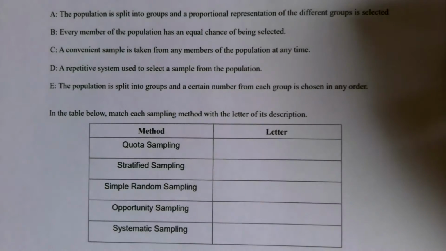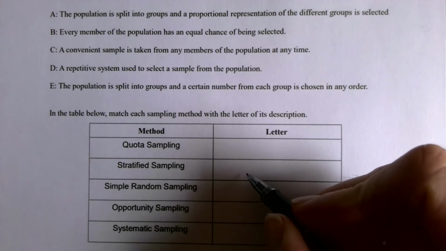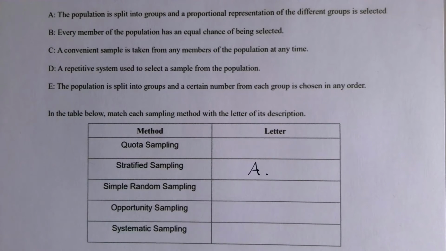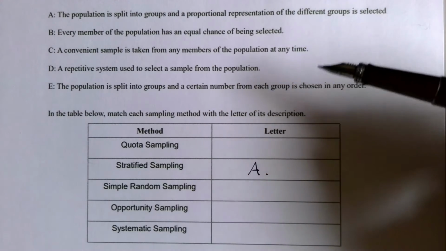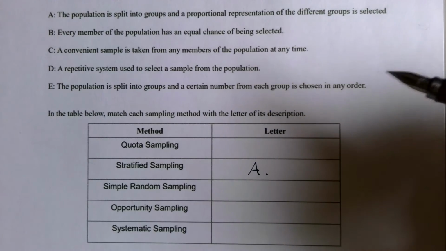So if we've got a population split into groups and a proportional representation of the different groups is selected, that is the most systematic way that you can do things. I don't mean systematic, I mean the fairest way that all parts are being done. So proportionally representation of the different groups, that is stratified sampling. All right, that's the best one. It's more expensive though. When you ask for reasons for or against, the disadvantage of stratified sampling is it takes time.